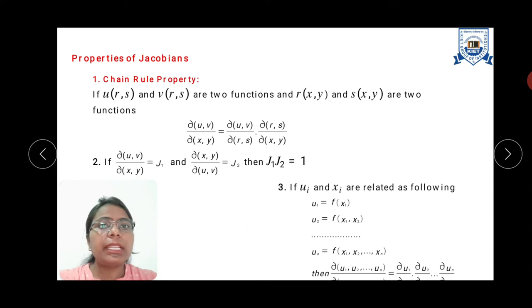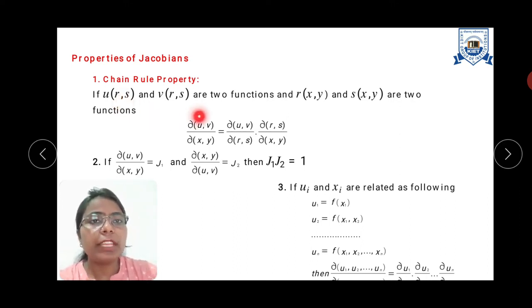Here are some properties of the Jacobian. The first one is the chain rule property. If u and v are functions of r and s, and r and s are functions of x and y, then u and v indirectly will be functions of x and y. So we can find the Jacobian of uv with respect to x and y. It means the Jacobian of u and v with respect to x and y is equal to the Jacobian of uv with respect to rs into the Jacobian of rs with respect to x and y.